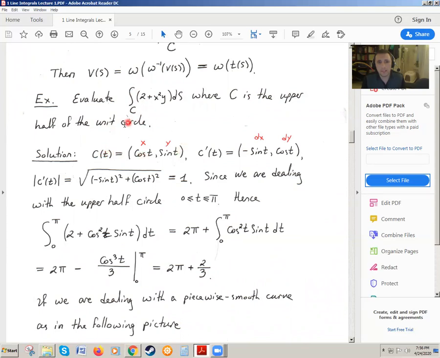We need to parameterize the upper part of the circle. The easiest way to do that is to say that the parameterization is cosine t, sine t, and that's my x, that's my y. Then I need to figure out the derivative of this parameterization. The derivative is minus sine t, cosine t. This roughly corresponds to dx and dy. So then I square this number, add the square of the second number, and take the square root, and clearly I get 1.